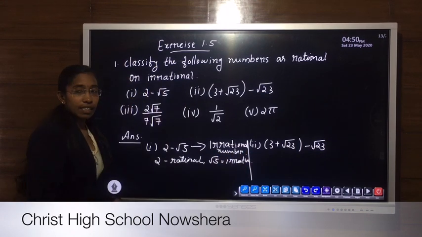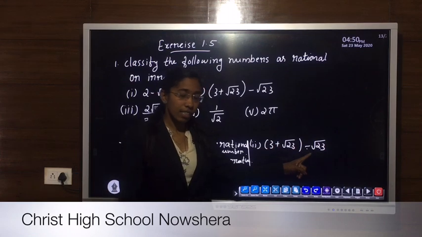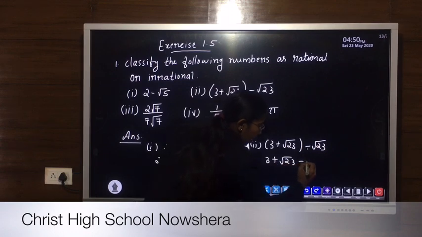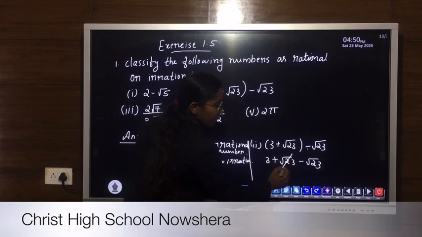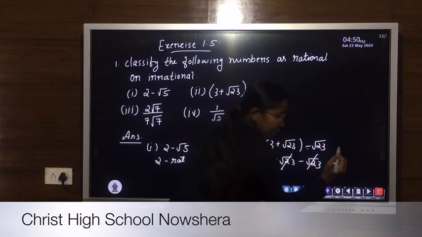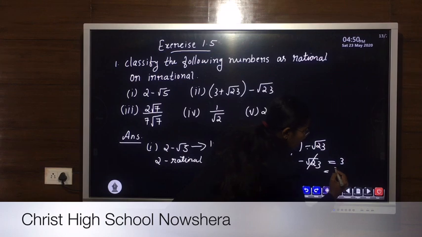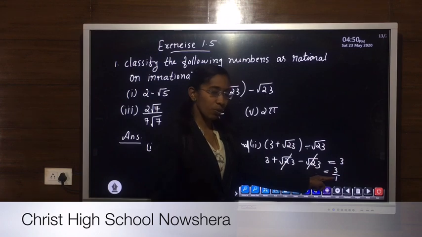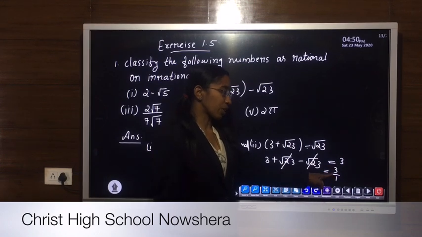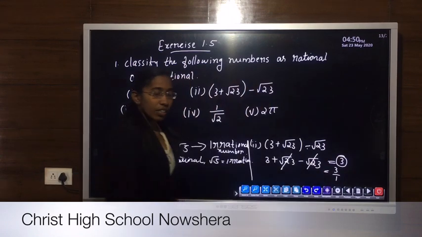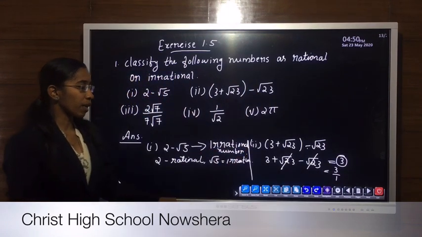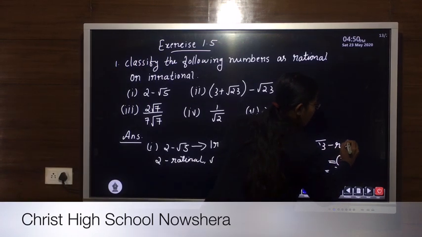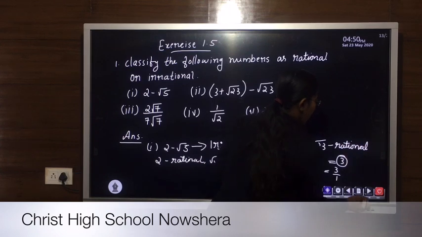And second one, 3 plus root 23 minus root 23. So here we can write 3 plus root 23 minus root 23. We can cancel plus root 23 and minus root 23. Our answer is 3. This 3 we can write as 3 by 1. 3 by 1 means this is in the form of p by q. P is 3 and q is 1. And p and q are integers and q not equal to 0. So 3 is a rational number. So our second question, 3 plus root 23 minus root 23 is a rational number.